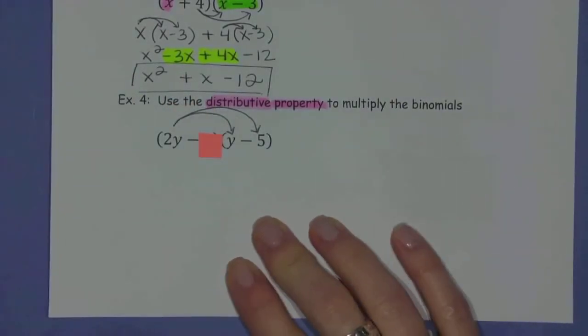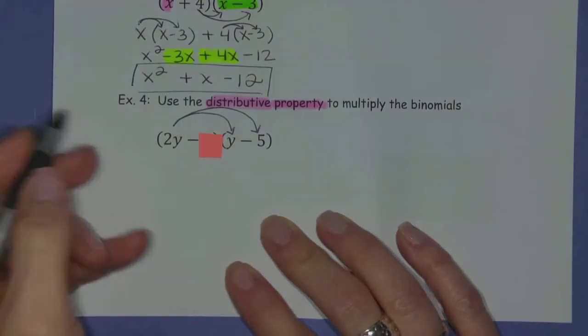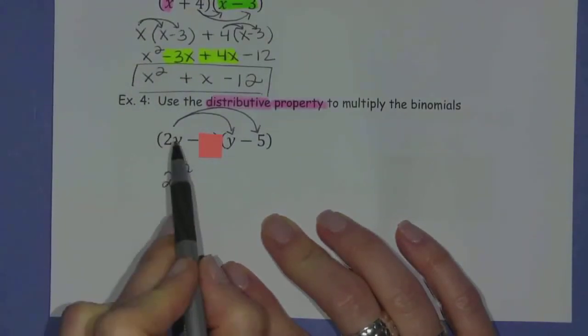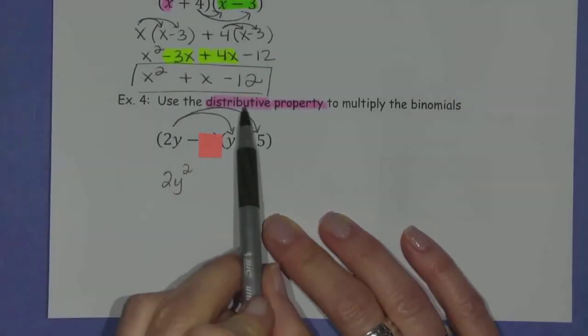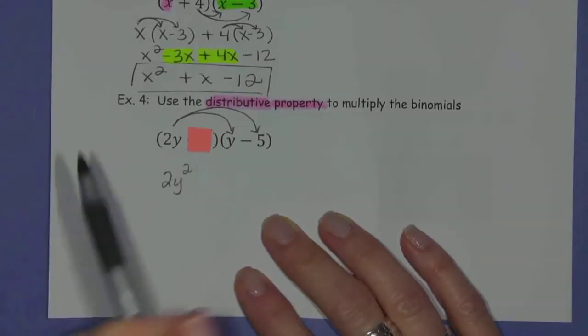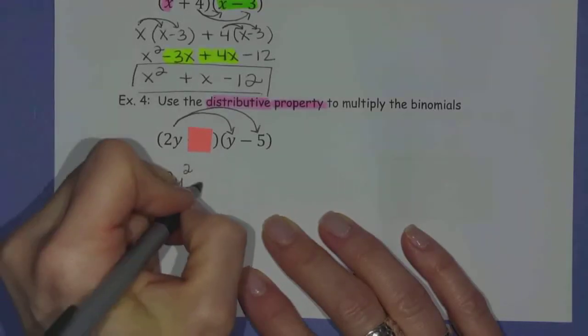So let's do that distribution. We've got 2y times y, which is 2y to the second power, because we've got the two y's there. Y squared. 2y times negative 5, negative 10y.